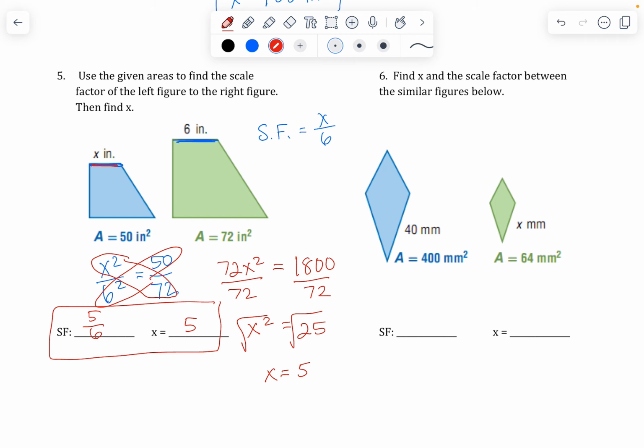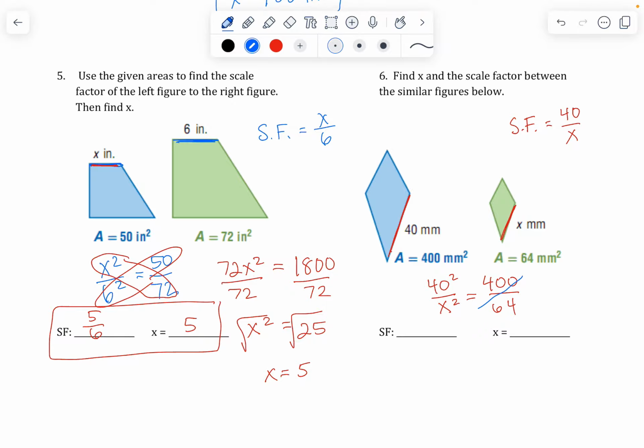Let's try the last one. The scale factor is the length of the sides as a fraction. So looks to me like we have a 40 and an x. Let's write that down. Scale factor is 40 to x. So let's go through our steps. We take the scale factor, 40 over x, and we square them. So 40 squared over x squared equals 400 over 64.